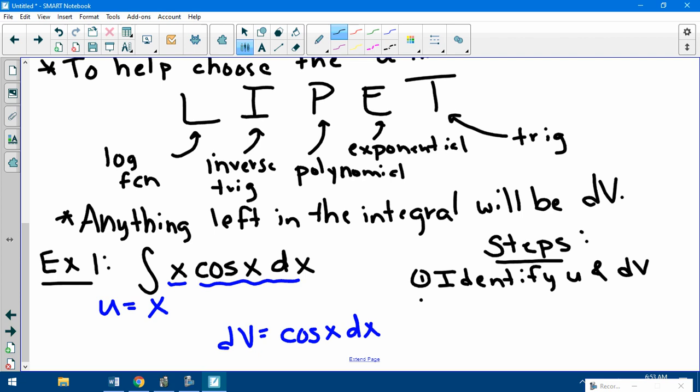Okay, second step: take the derivative of u and an integral, or antiderivative, of dv.